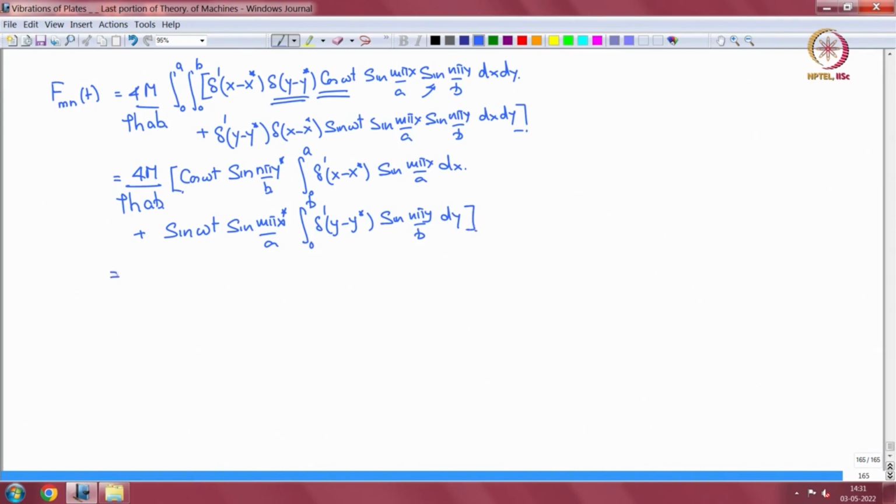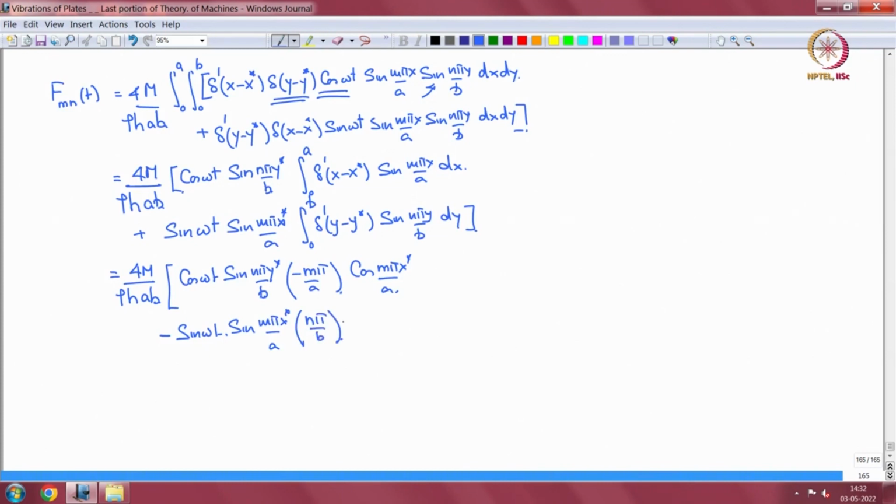Okay. From our previous experience, I will write 4m by rho h ab cos omega t sine n pi y star by b, okay, minus m pi by a cos m pi x star by a, minus, okay, sine omega t sine m pi x star by a, n pi by b cos n pi y star by b.